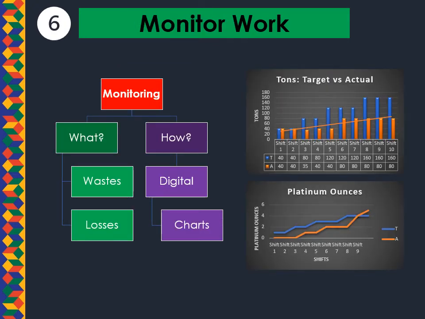Step 6, monitor work. This is obviously a very important role of the supervisor. And in addition to physical monitoring of team members' behavior, the supervisor will need to identify waste and losses during the shift. And then we also focus in this unit on how the monitoring happens. So we are referring here to digital tools or the use of charts for monitoring, which make it very easy to identify acceptable or unacceptable trends.